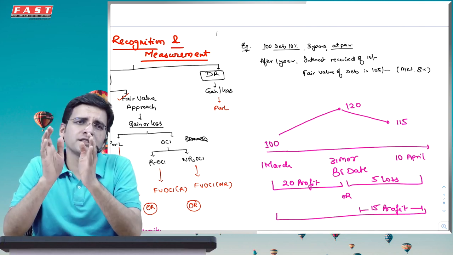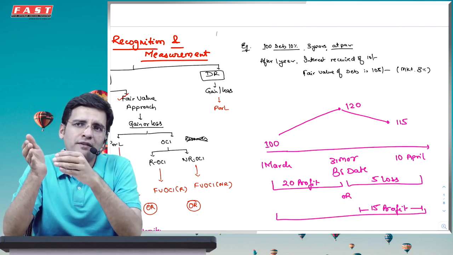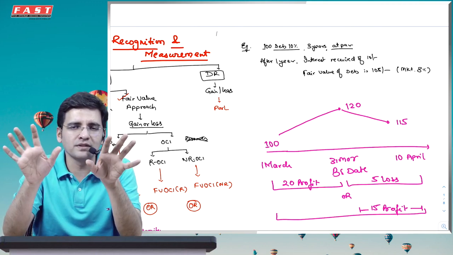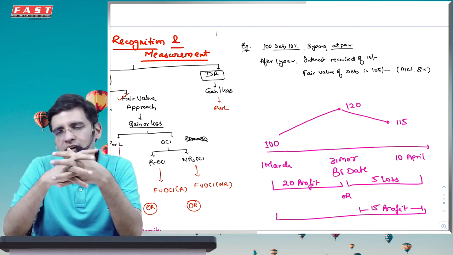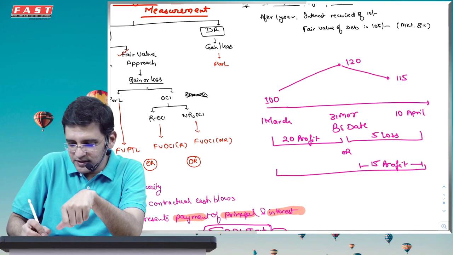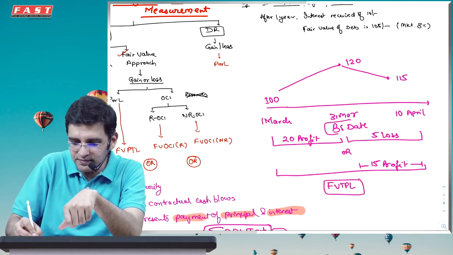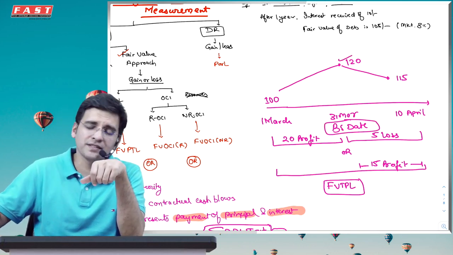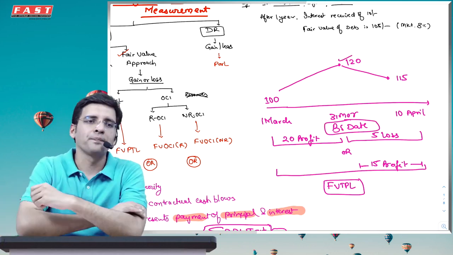This presentation, if you show 20 profit in the previous year and 5 loss in the current year, this gives the right presentation of an investment company as to how its investment division has been doing in the previous and the current year. And that is why what is most appropriate in this particular case is that you should actually use FVTPL, which is you should measure on 31st March, subsequent measurement at 120, 20 rupees profit transferred to PRL. Next year 5 rupees loss transferred to PRL.